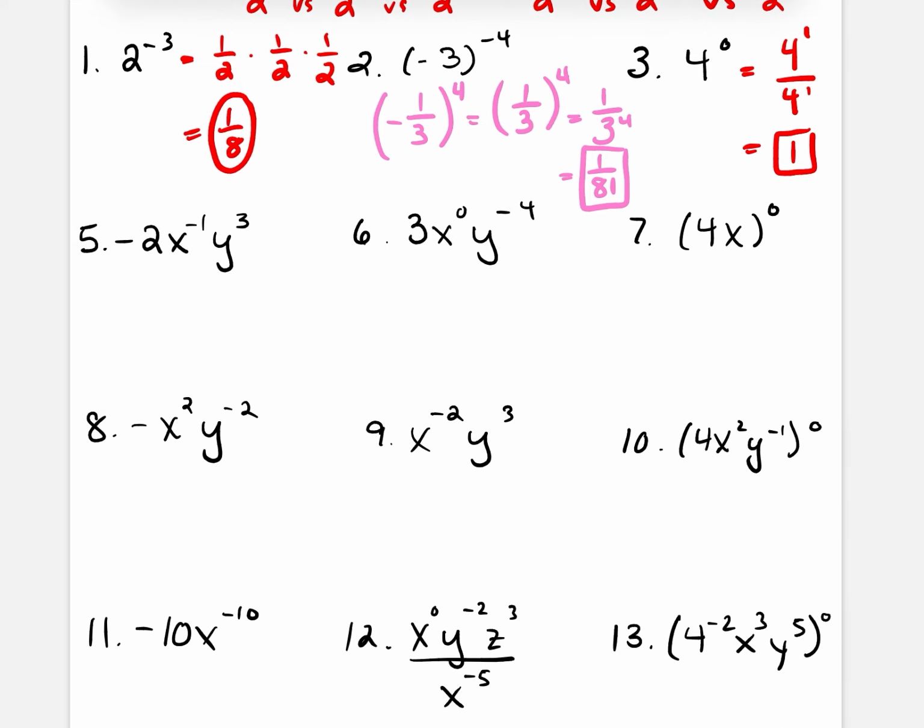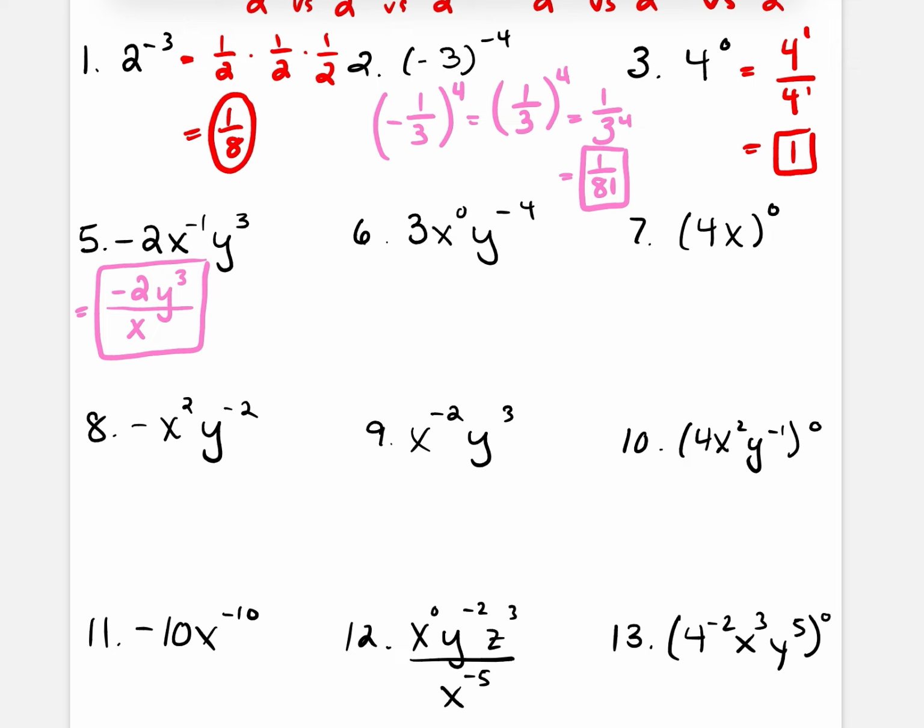Number 5 here, we have negative 2 times x to the negative first times y to the third power. Well, our base of negative 2, there's no exponent, or it's an exponent of 1, so I'm going to keep it at negative 2. X to the negative first power, I'm going to take the reciprocal of x, which is 1/x, so x is going to go in the denominator, and y cubed is going to stay on the top. And this is our answer because now there's no like bases to combine.